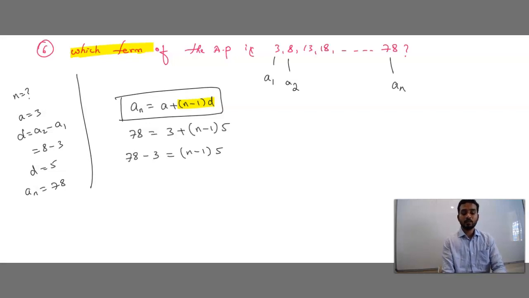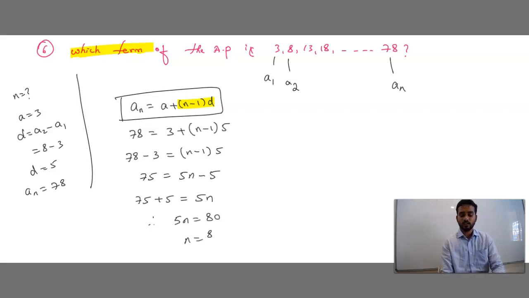What is 78 minus 3? That is 75, equal to 5 into (n minus 1), that is 5n minus 5. Plus into minus is minus. 5 ones are 5. We want n. So keep n as it is, and shift the rest of the terms to the other side. 75 plus 5 comes this side, equal to 5n. So therefore 5n is equal to 80. 75 plus 5 is 80. So n is equal to 80 by 5. 5 sixes are 30, that is 16. So now we can say that the value of n is 16. So which term is 78?